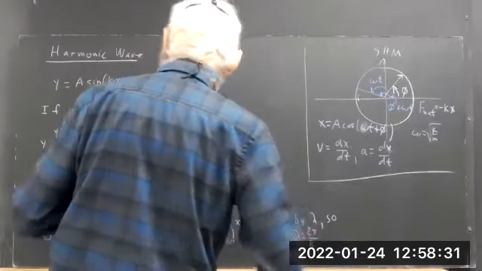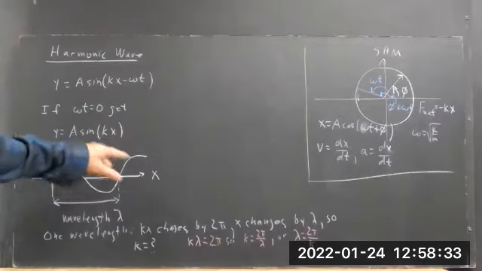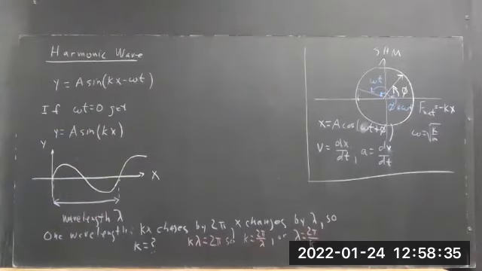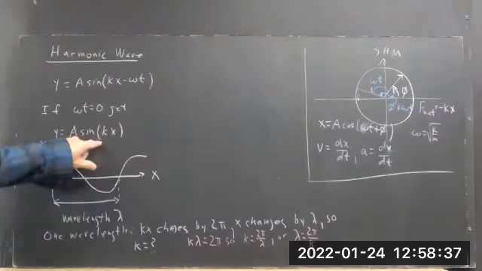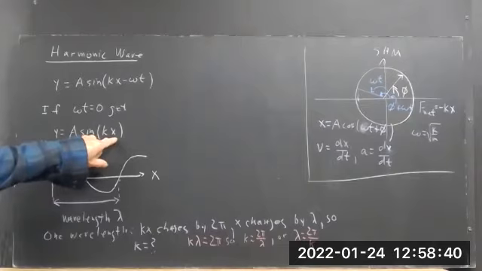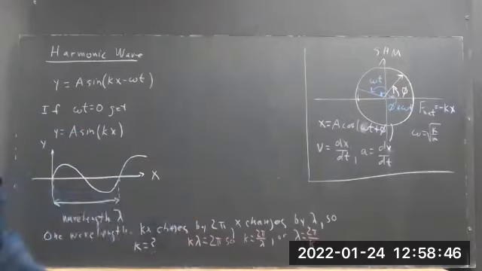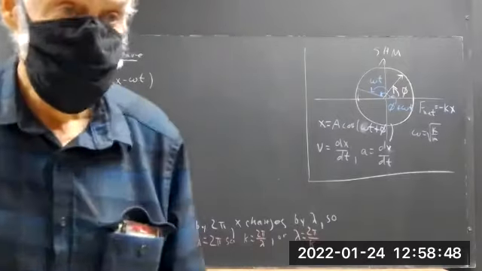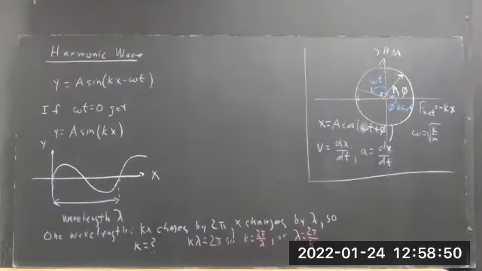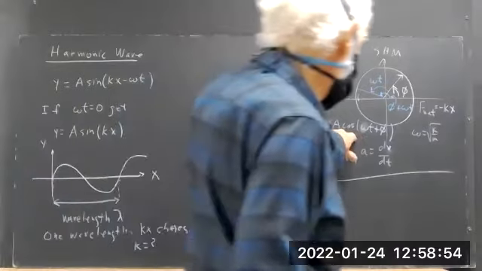And of course, if I give you the equation with k, and you want to find lambda, well, lambda is how much x has to change to get 2 pi here. So again, k times lambda is going to be 2 pi, and you do that in your head. Okay. Now omega is the same as it would be over here for simple harmonic motion.